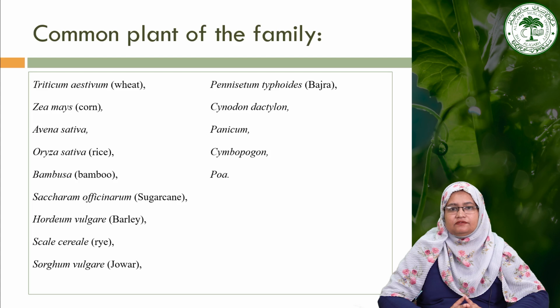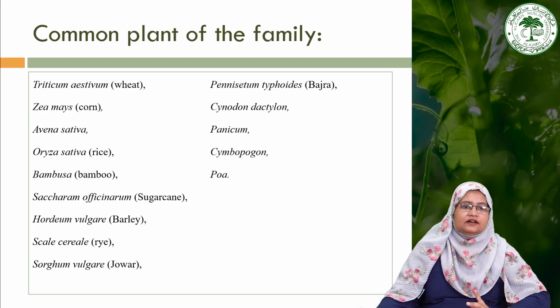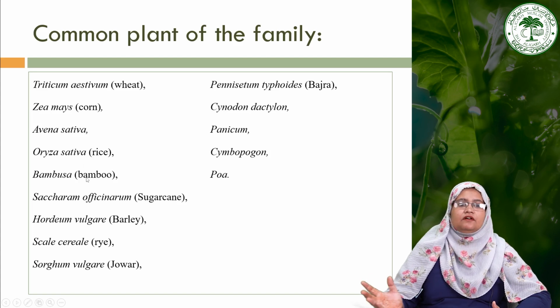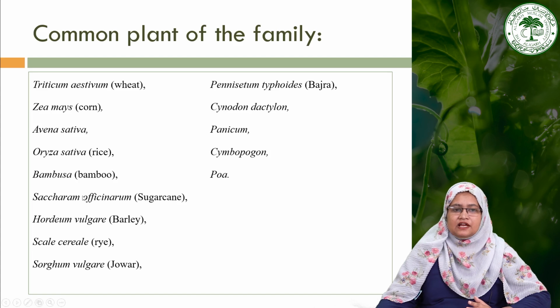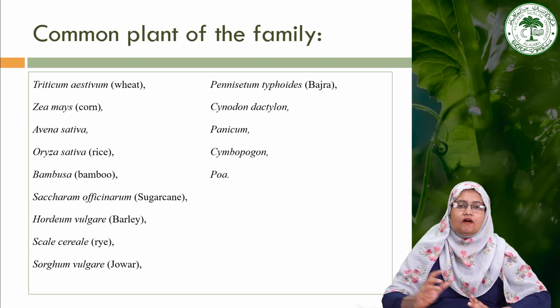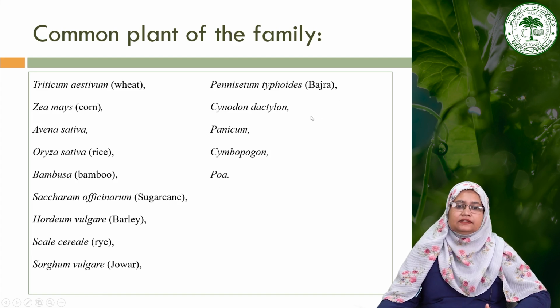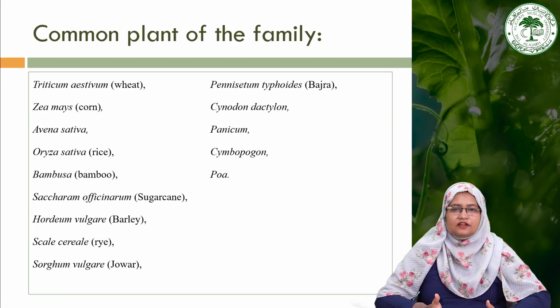Now moving towards the common plants of the family Poaceae. The most common plant that we all know is Triticum aestivum, that is wheat, or Zea mays, commonly called corn, Avena sativa, commonly called oats, or Oryza sativa, commonly called rice, Bambusa, which we all know as bamboo, then Saccharum officinarum, commonly called sugar cane, then Hordeum vulgare, commonly called barley, then Secale cereale, commonly called rye, then Sorghum vulgare, commonly called jowar, then Pennisetum typhoides, that is bajra, grasses like Cynodon dactylon, then Panicum, Cymbopogon, that is lemongrass, then Poa. So you can see a number of plants that we are aware of belong to the family Poaceae.